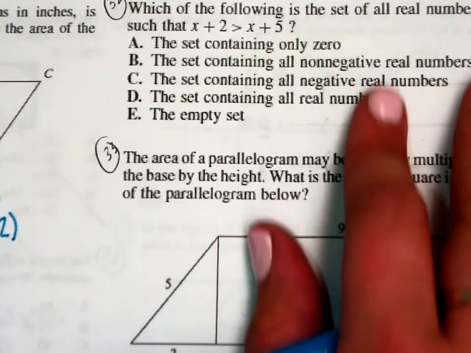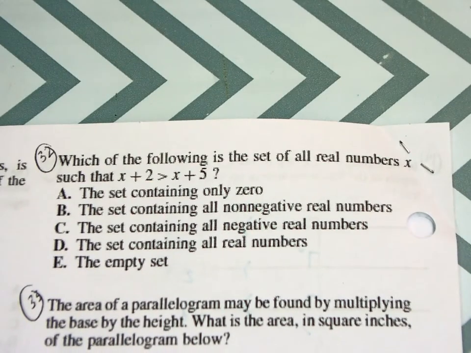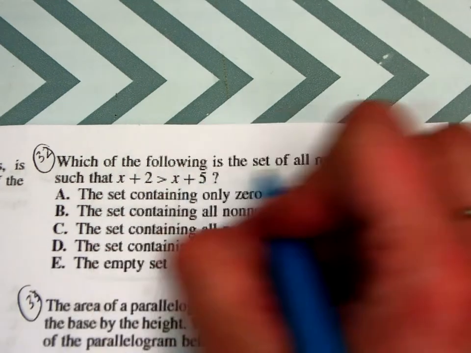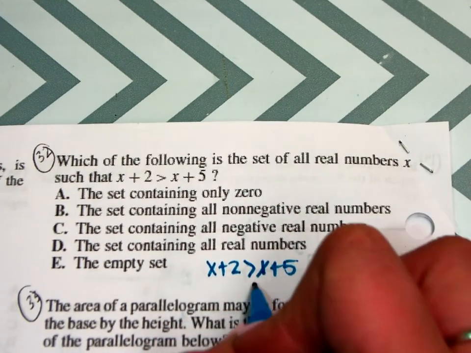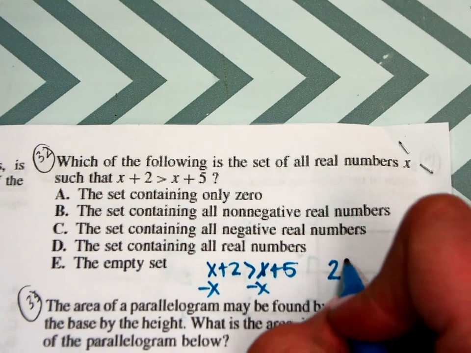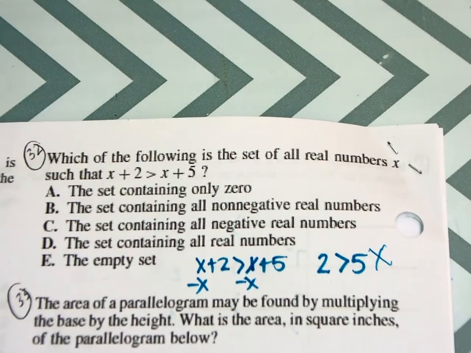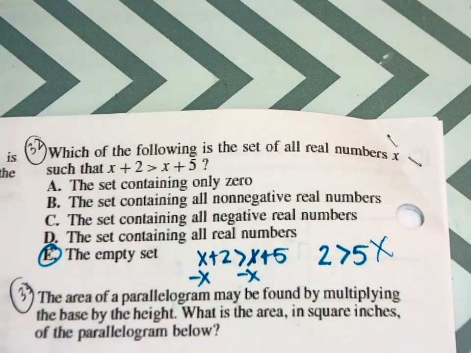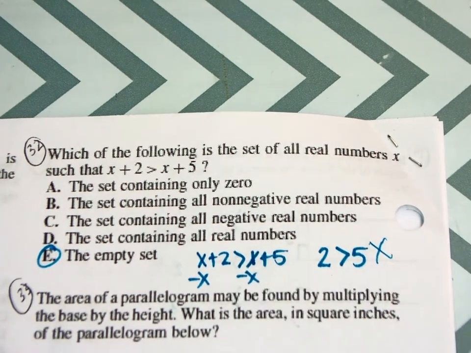All right. Next one. Number 32. Which of the following is a set of all real numbers x such that x plus 2 is greater than x plus 5? Well, if I try to solve and get my x's together, if I subtract x, I get 2 is greater than 5. Is that a true statement? No, it's not. If it's not a true statement, then your answer is the empty set. Now, if it said 2 is less than 5, then it would be all real numbers. But since it's not, it is just the empty set because it's not true.